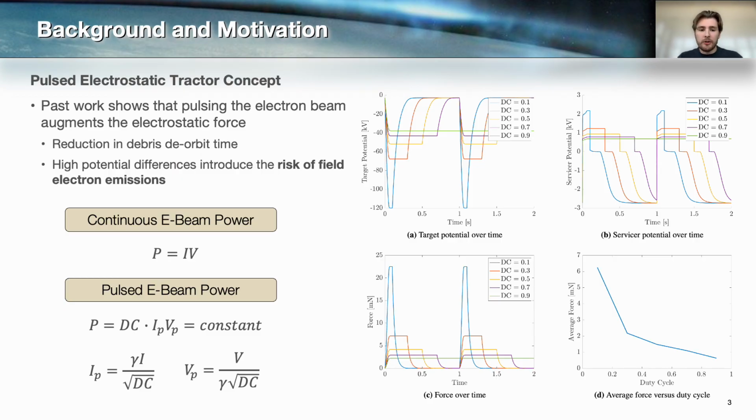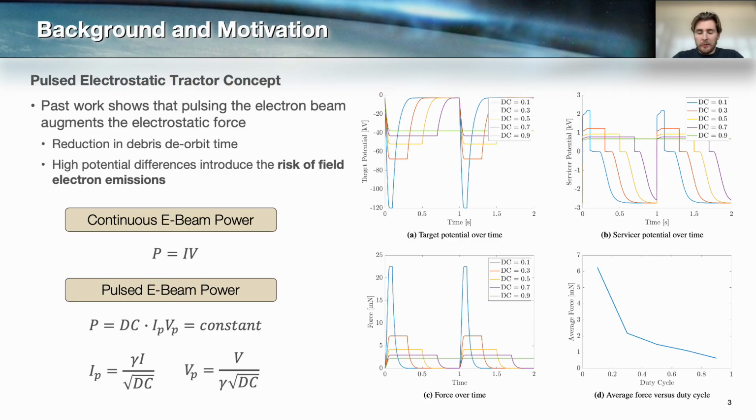This method involves changing the duty cycle of the electron beam, which is the ratio between the time the electron beam is on or off, while keeping the electron beam power constant. Then, if you optimize this duty cycle to maximize the electric potential difference between the servicer and the target, the force between the spacecraft can be maximized. And when you do maximize this force, you can reduce deorbit times from hundreds of days with the continuous beam down to as low as 5 days using the pulsed beam under optimal conditions.